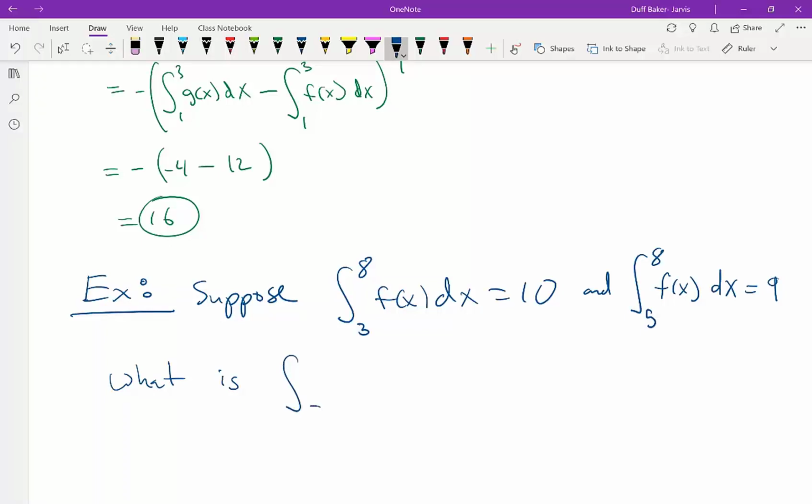integral from 5. Sorry, that's not what I want. I want the integral from 3 to 5. Okay. So all three of these things are telling us things about areas under f.